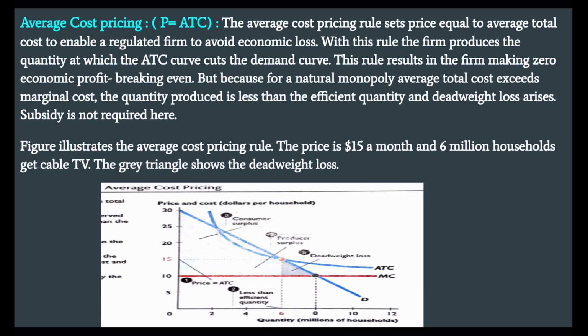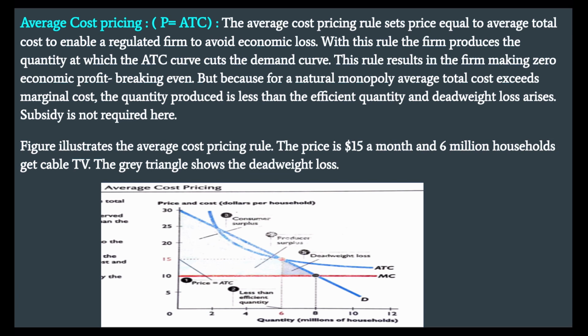The second type of pricing the government can adopt is average cost pricing, where P is equal to ATC. The average cost pricing rule sets price equal to average total cost to enable a regulated firm to avoid economic loss. With this rule, the firm produces the quantity at which the ATC curve cuts the demand curve. You can see here in the picture. This rule results in the firm making zero economic profit, or breaking even.